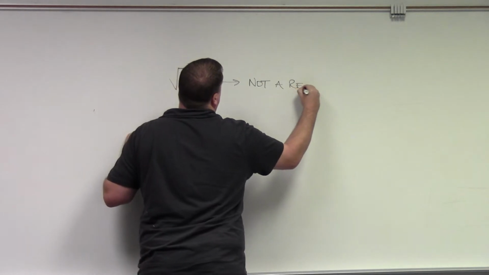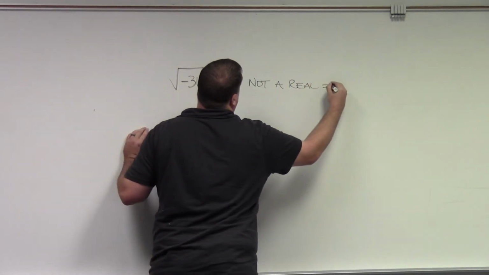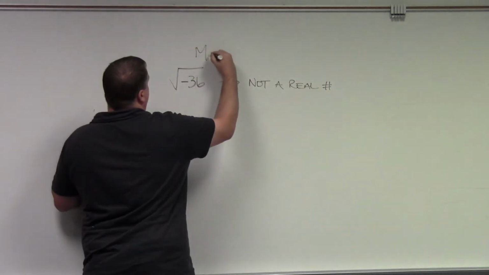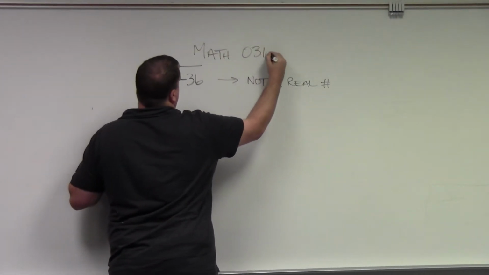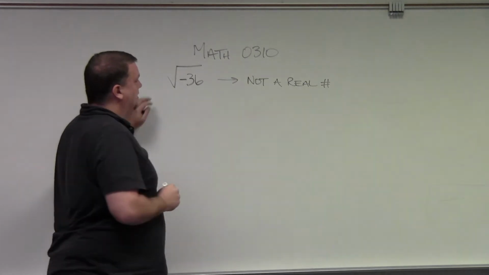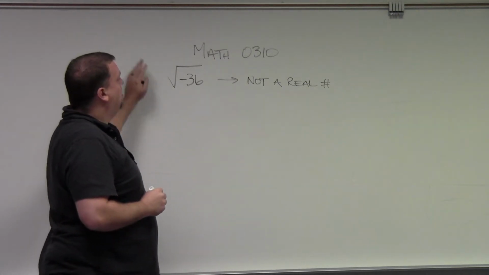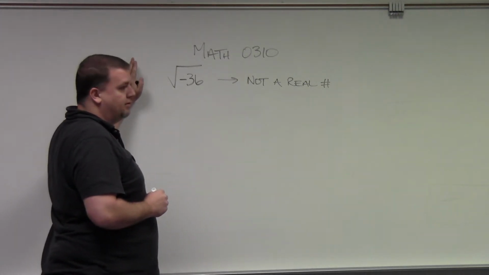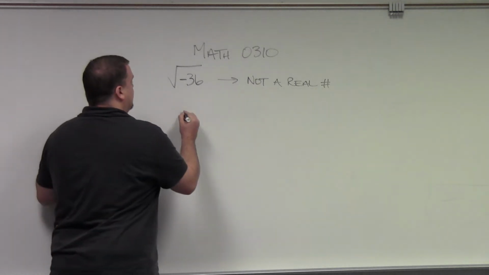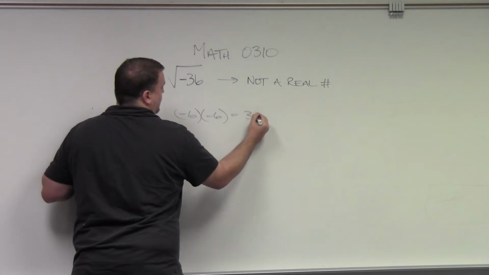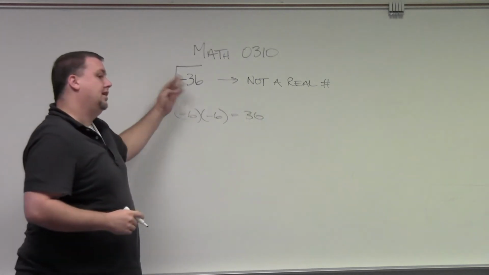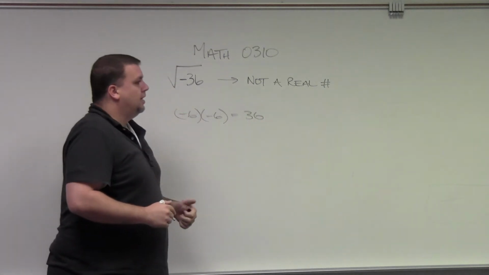You would say that's not a real number. Because the square root of something is something times itself. So if you were in Math 0310 and they gave you a problem square root of negative 36, you would say that's not a real number. Well, it can't be negative 6, right? Because negative 6 times negative 6 is a positive 36. So the square root of negative 36 can't be negative 6. You just say not a real number.